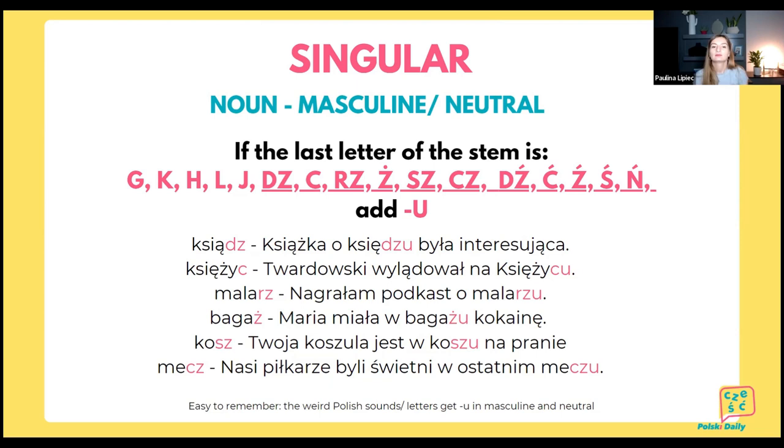Bagaż. Maria miała w bagażu kokainę. Yes, I wrote. So Maria had cocaine in her luggage. Kosz. Twoja koszula jest w koszu na pranie. Your shirt is in the laundry basket.